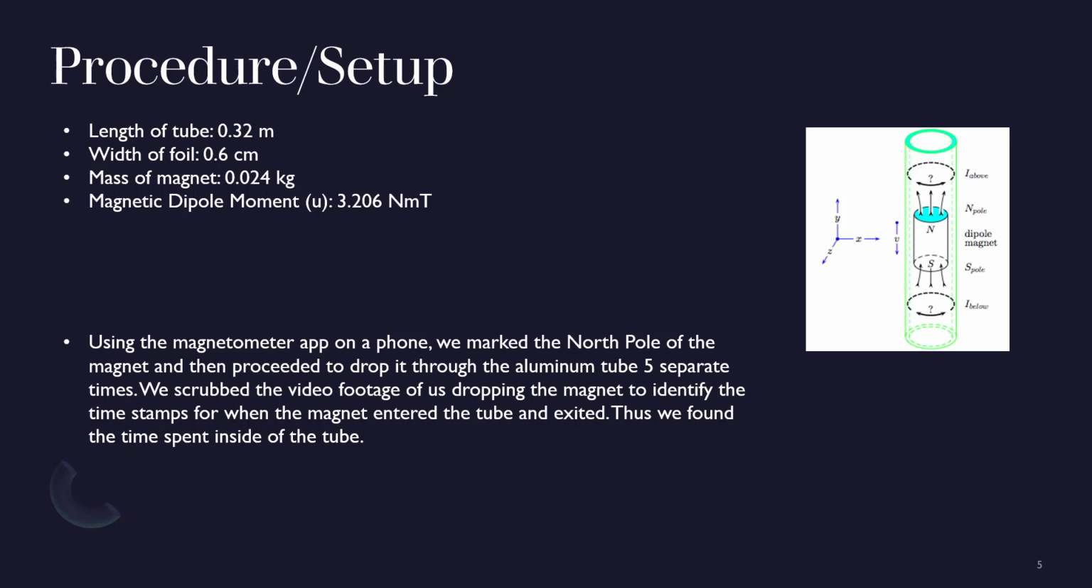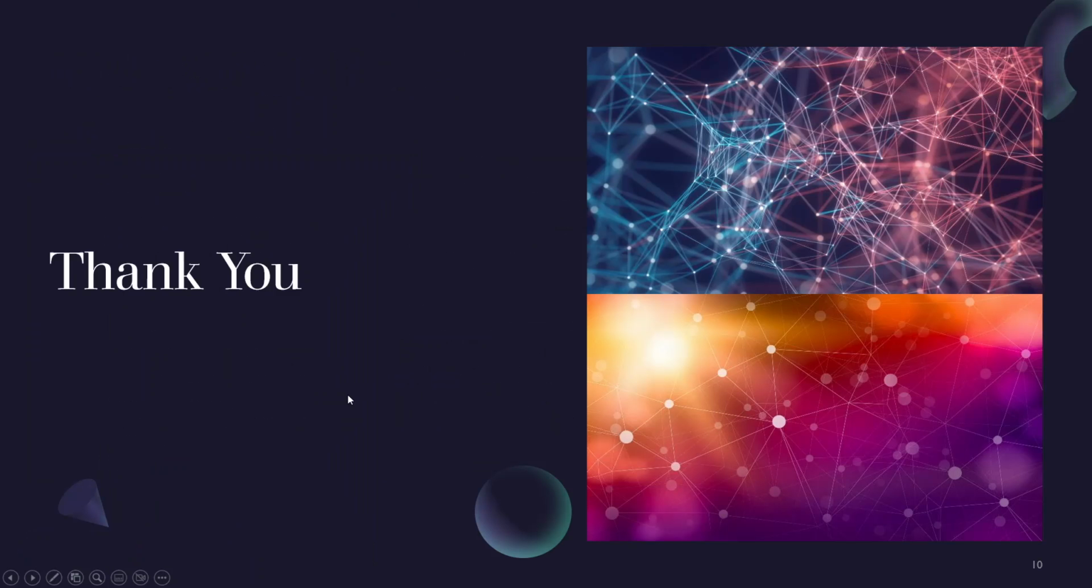Using the magnetometer app on our phone, we were able to ascertain the layout of the magnet and label the poles, and we were then able to drop it through an aluminum tube 5 separate times, scrub the video footage to identify the lower bound and the upper bound of the time, and then the difference between the initial and final gave us the total time falling through the tube. And we took a 5 number average.